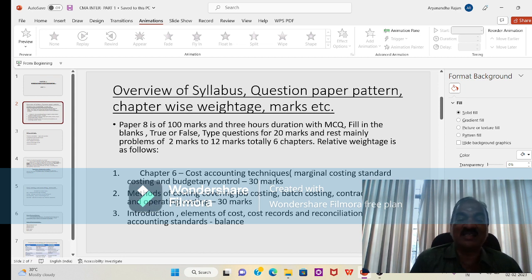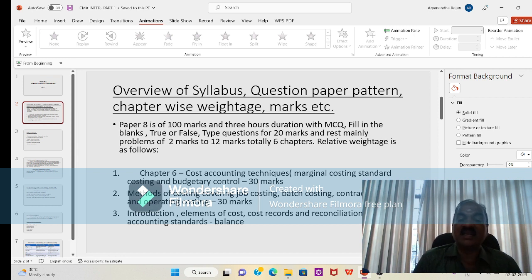The importance lies in the fact that this is useful for your group 2 as well as for your final, as well as every walk of life. In your employment also, if you are getting an employment, there also these chapters will be useful for you.